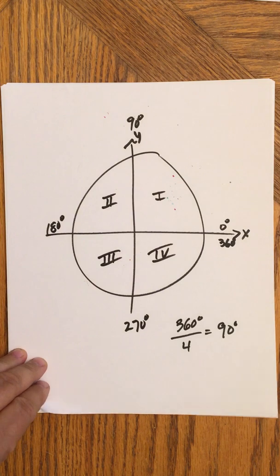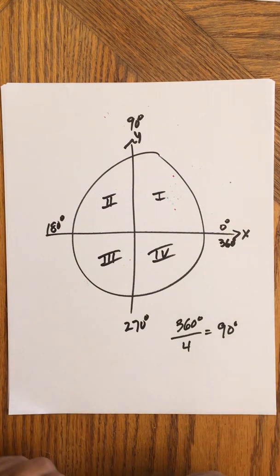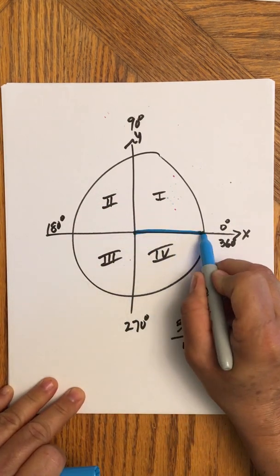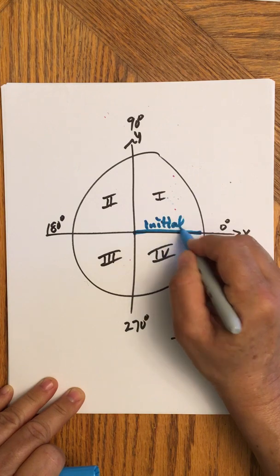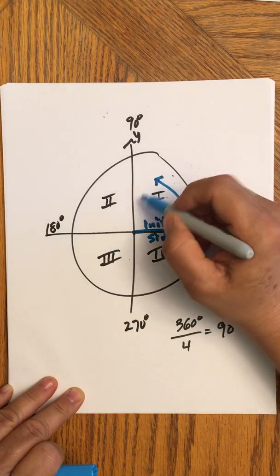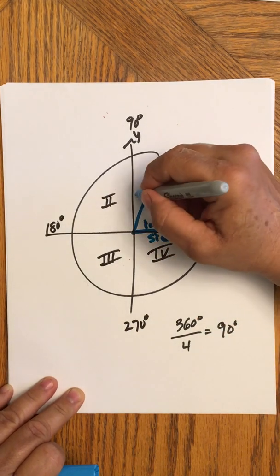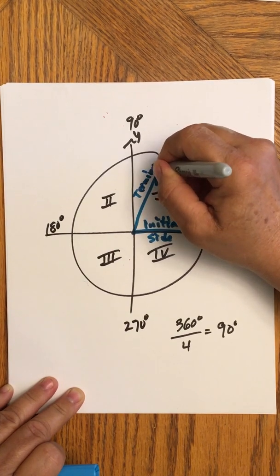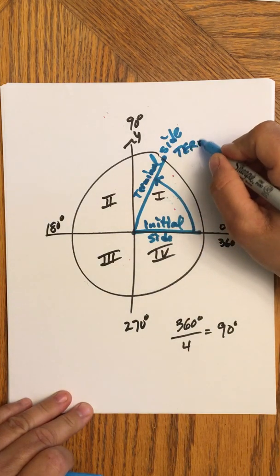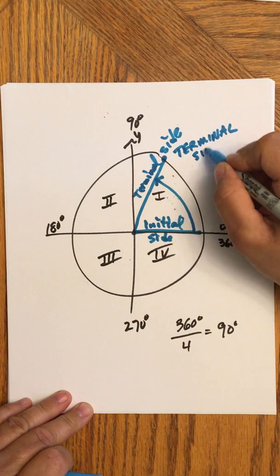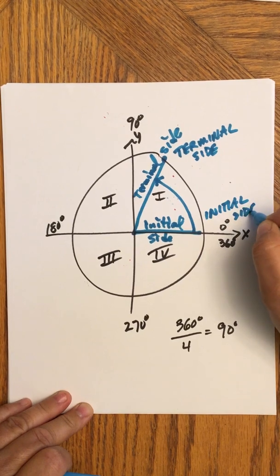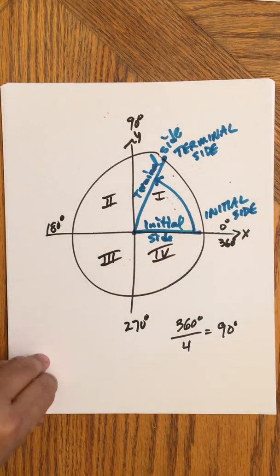Now, let's go ahead and talk about what we usually do when we rotate a certain amount. We start at 0, that's always the initial side. And then when you rotate a certain amount, let's say I rotate over here, then this is where I end. This is called the terminal side. So terminal, let me make sure that's T-E-R-M-I-N-A-L, terminal side. Again, this is initial side.